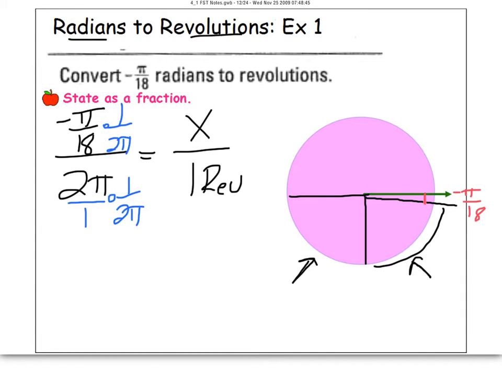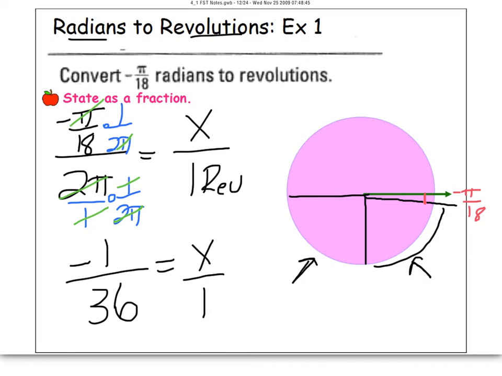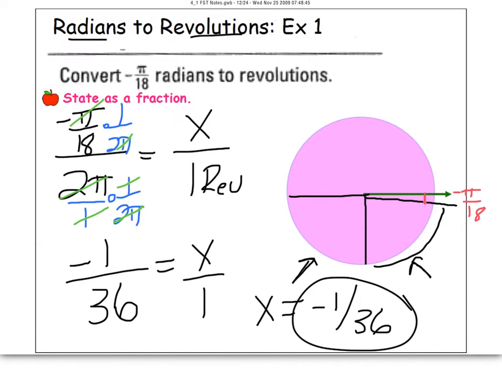Again, this is nice because 2 pi divided by 2 pi is 1. That's 1. The bottom goes away. Notice here, this pi and that pi will go away. What I'm left with on the top is a negative 1 over 36, and then equals x over 1. Now to solve this, x divided by 1, you don't really have to do anything. You could multiply both sides by 1, but this is just going to give you the answer. X is equal to negative 1 over 36. That's the same as saying negative pi over 18 radians is negative 1/36 of a revolution.